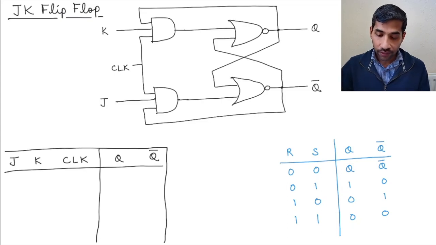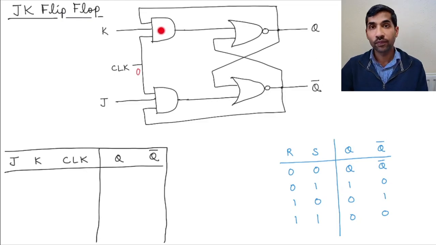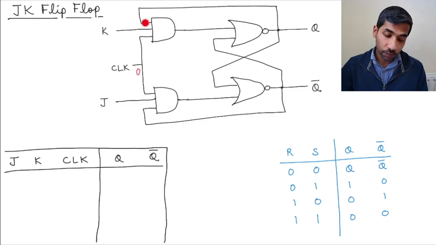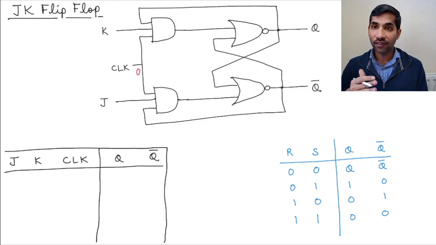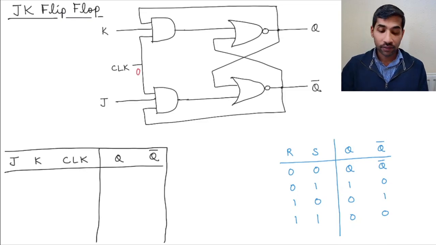So the first thing that we can do is look at the case when the clock is 0. Now, if the clock is 0, what is the output of this AND gate? The output of this AND gate is going to be 0, right? Because one of the inputs here is 0. And what does an AND function do? If any one of the inputs is 0, the output is going to be 0. So the output here becomes simply equal to 0. And similarly, the output of the second AND gate, which is this one, is also 0.